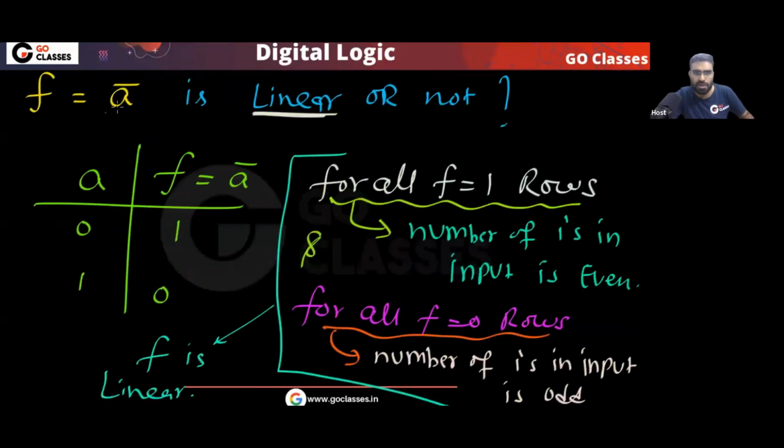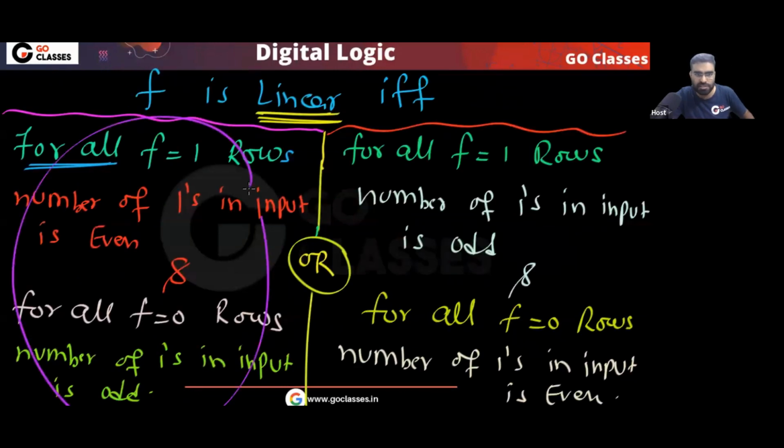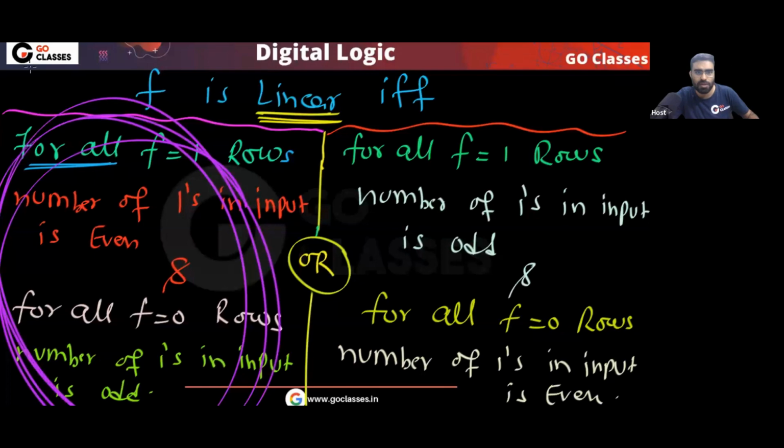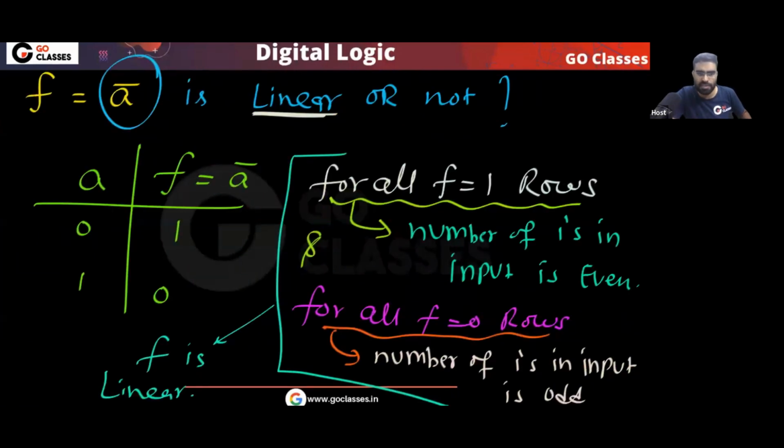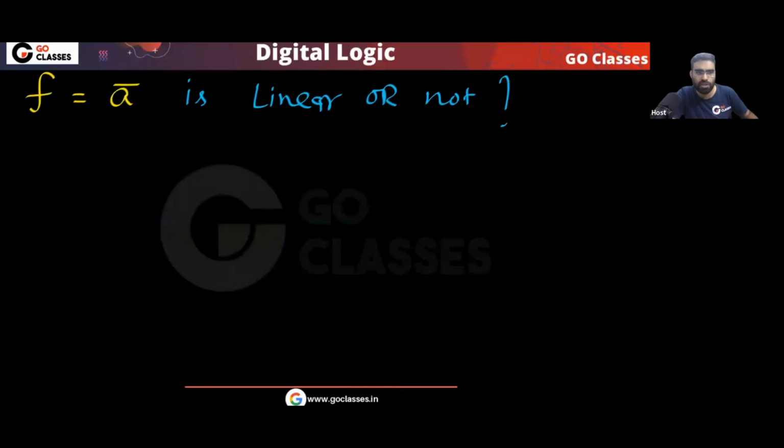So here you can notice for this function f equal to a bar, this is happening. For f equal to a bar, this is true. So the function is linear. Is this clear? Please tell me. So f is linear. Okay, let me know. Understood?